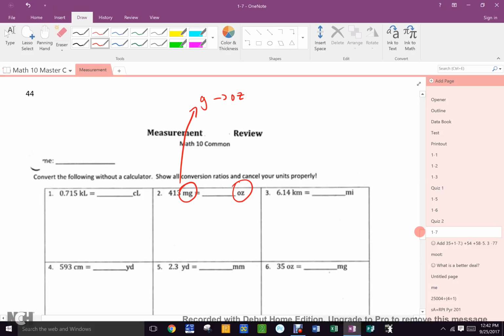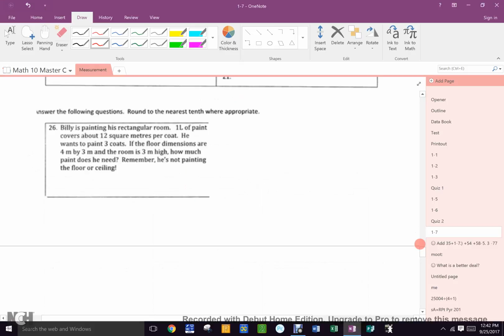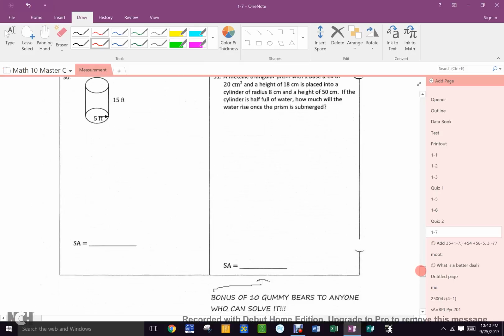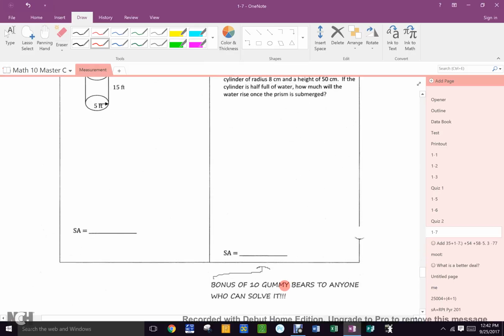And the only other warning I'm going to give you is this. Everybody turn to page 45, bottom right-hand corner. That is incredibly difficult. That is why it is not part of your homework. Some of you are going to go home and Google this question, and you're going to copy it all out, and you're going to come in tomorrow and show it to me and expect 10 gummy bears. I will give you those 10 gummy bears if you can explain why it works.